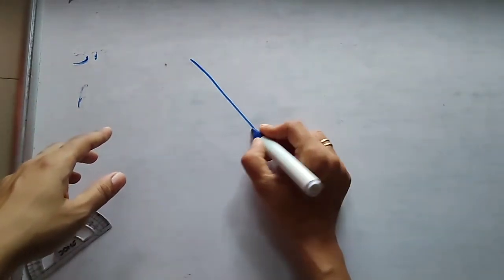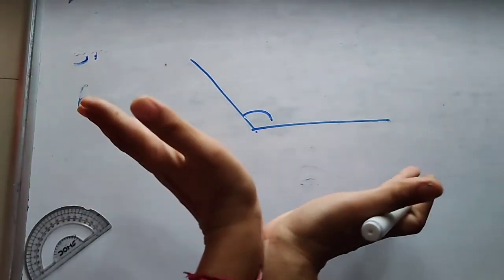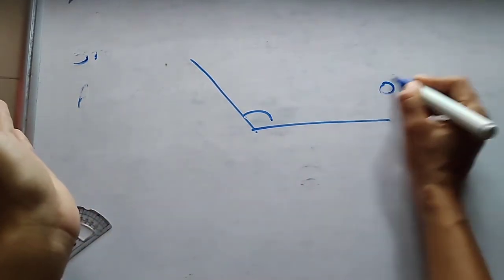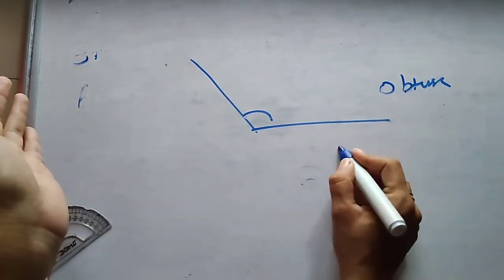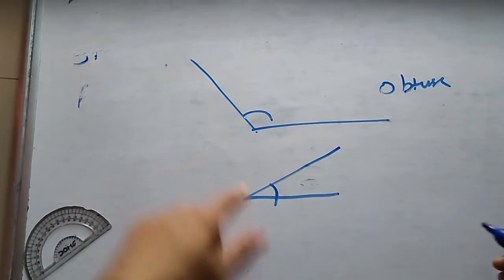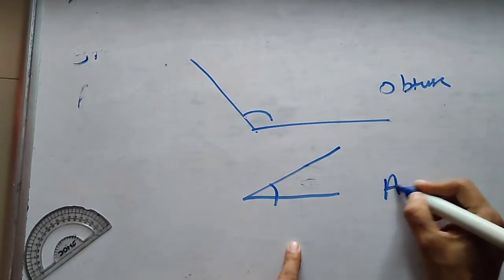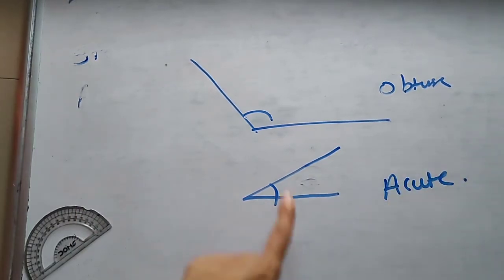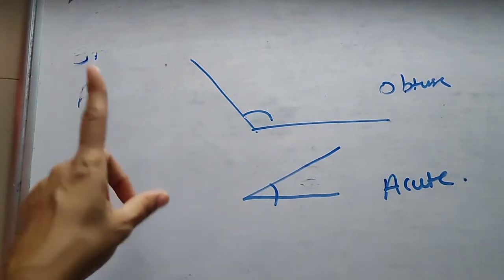Suppose you will get this type of angle here. Okay, so this is open, so this type of angle is called an obtuse angle. Okay, but if your angle is this type, then which type of angle is this? This is an acute angle. Okay, so you have to identify the obtuse angle and acute angle.